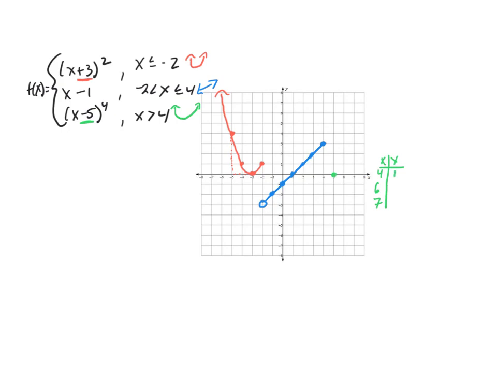6 minus 5, that's 1. And then 1 to the 4th, that's just 1, right? And then 7 minus 5, that's 2. 2 to the 4th is 16. So you can see this guy gets real big real quick. But we know we got 1 and 1, and then we know 7 is going to be like way up here.